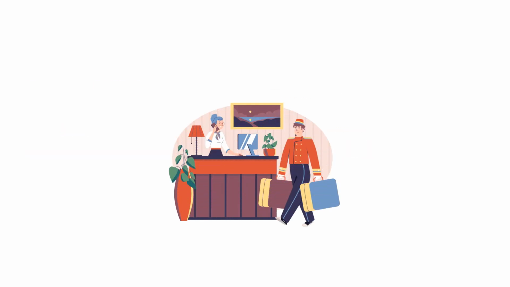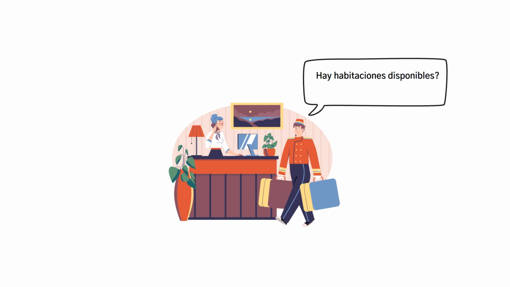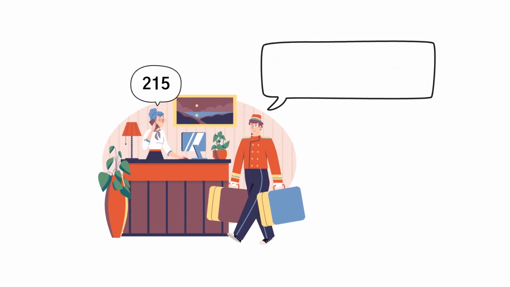Let's work through some situations you'll actually encounter. You walk into a hotel and need to know if they have available rooms. ¿Hay habitaciones disponibles? Is there availability? You're asking about existence. You don't know if rooms exist. You're trying to find out. Now, imagine you've already booked room 215 and you need to find it. ¿Dónde está la habitación? Where is the room? You're locating a specific room that definitely exists because you just paid for it.